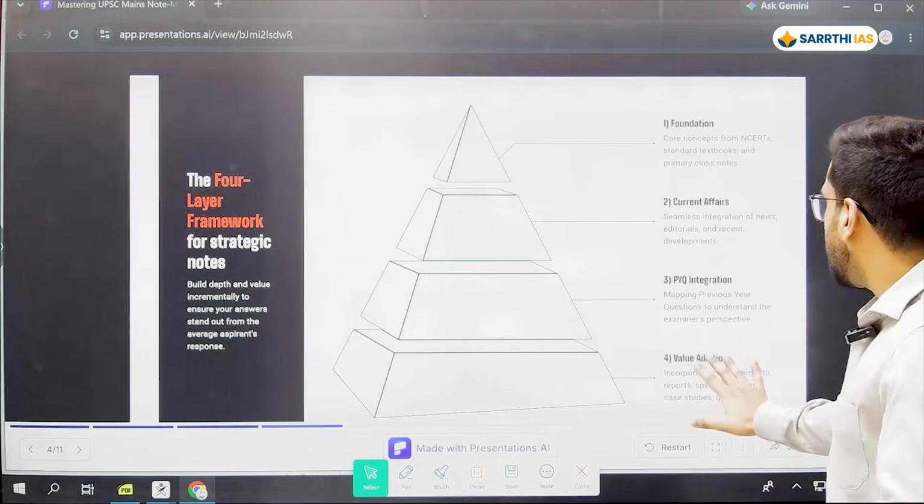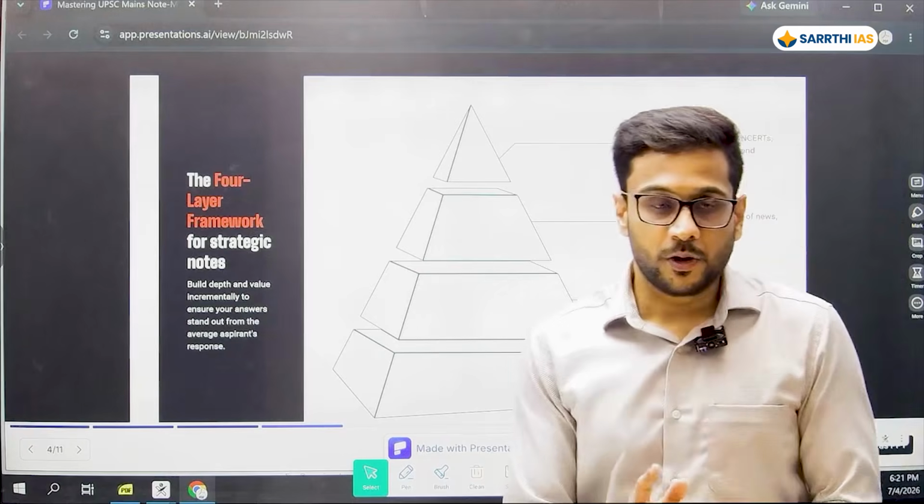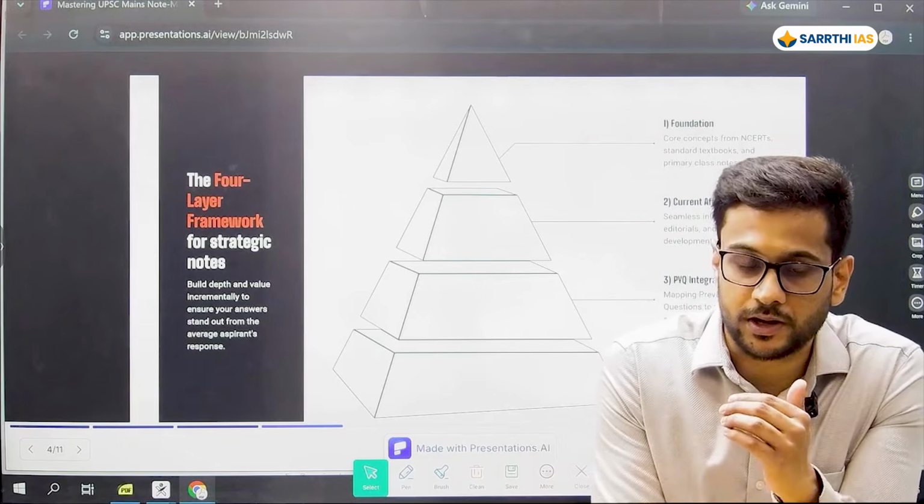Okay, so the third part is PYQ integration. Now, why is PYQ integration important?